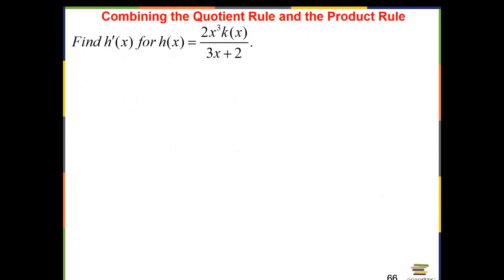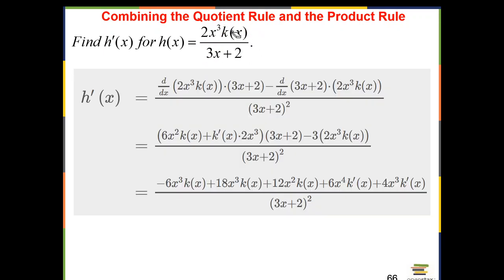All right, so let's do a few more of these. What's h prime? Now we are combining the quotient rule and the product rule. In order not to get confused, make sure you divide these into a bunch of functions. For example, here you can think of this as a function, this as a function, and this as a function. Then follow the rules that we just talked about. So here we go.